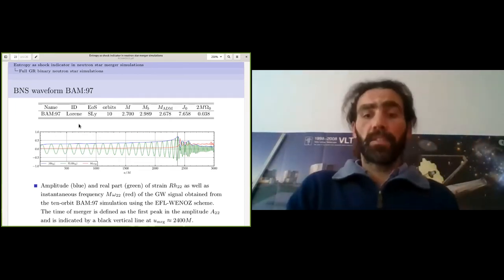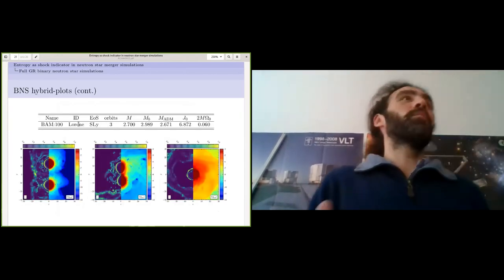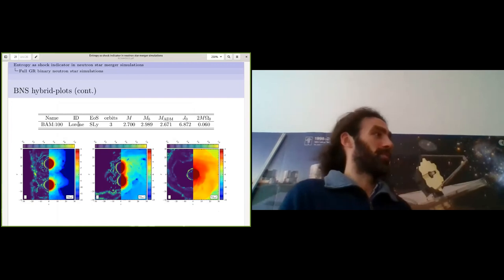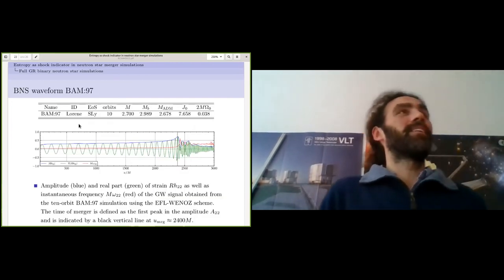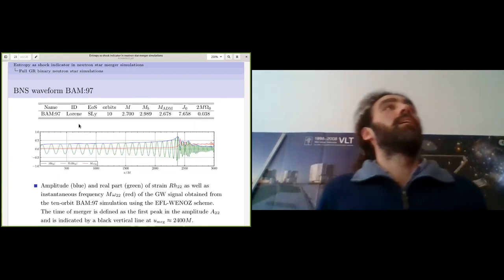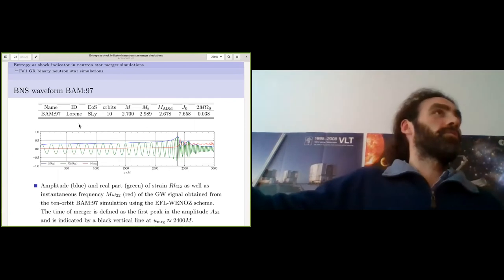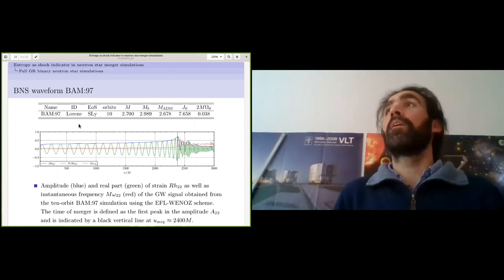And this is quite interesting because these 3 orbits are not a long evolution. But this 10 orbit run, the code has to run quite long, and of course the infrastructure, the BAM code, is really awesome in that. So it was doing really well.